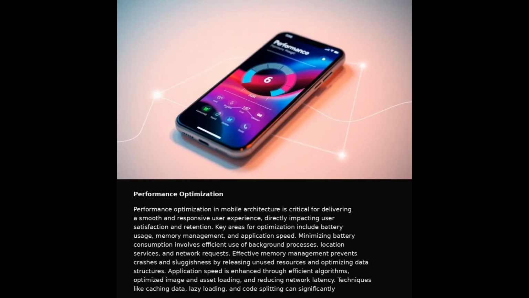Performance optimization in mobile architecture is critical for delivering a smooth and responsive user experience, directly impacting user satisfaction and retention. Key areas for optimization include battery usage, memory management, and application speed. Minimizing battery consumption involves efficient use of background processes, location services, and network requests.